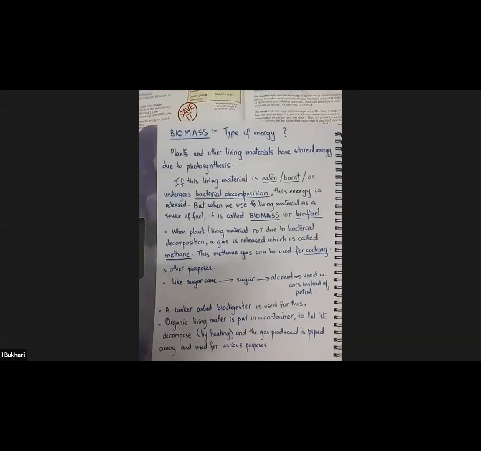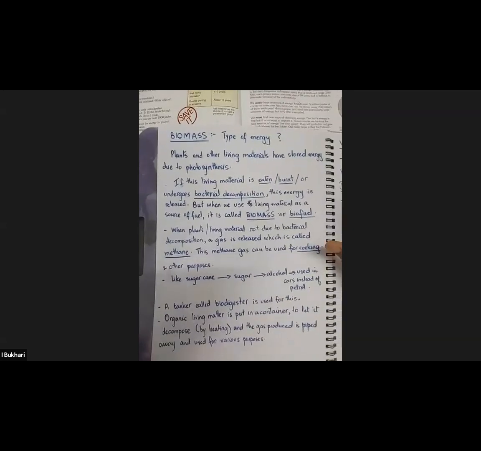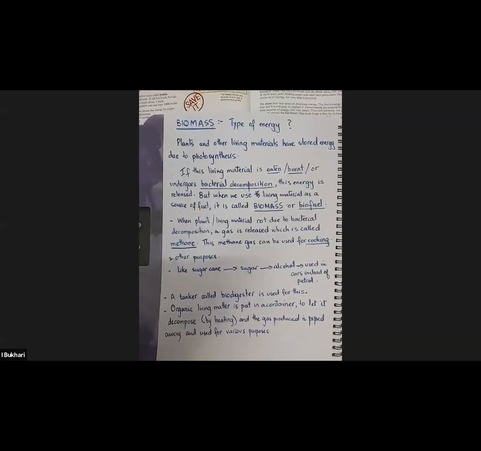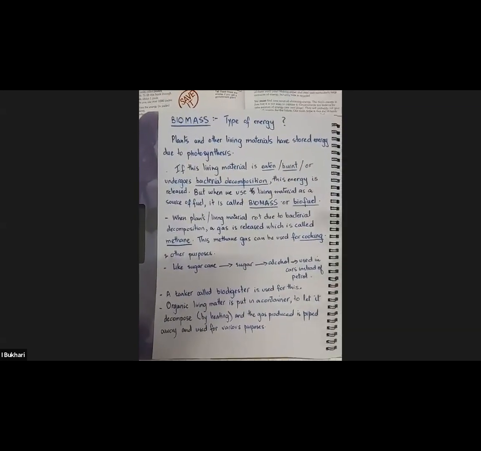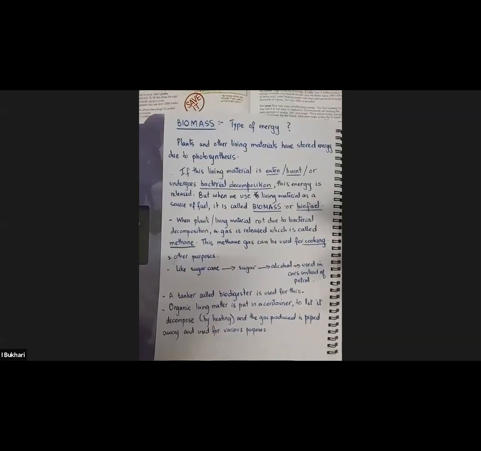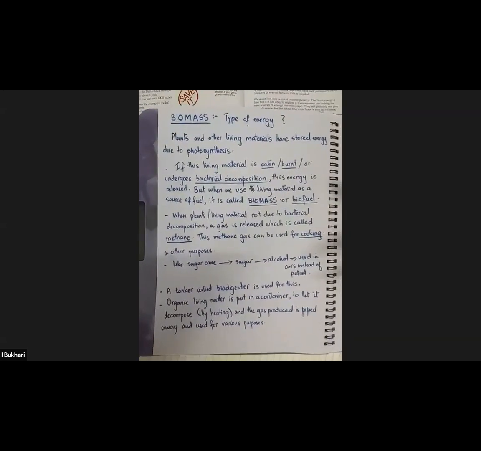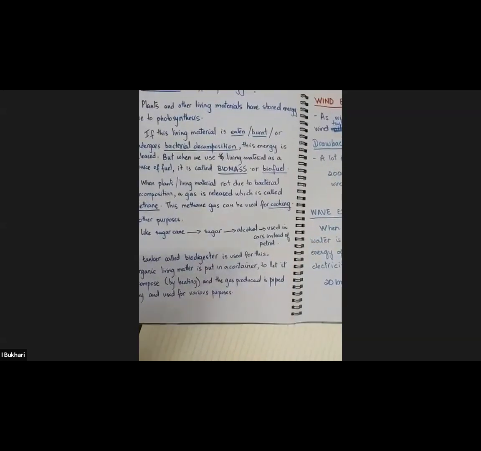No, methane is not a deadly gas. I mean, you have to use it in a controlled manner. Of course, if you have accumulation of methane and you don't have ventilation, it's lethal. But if you use it in an appropriate way, you can use it.